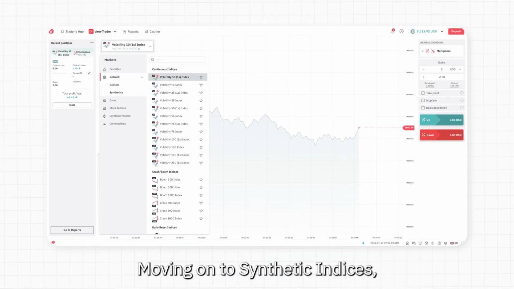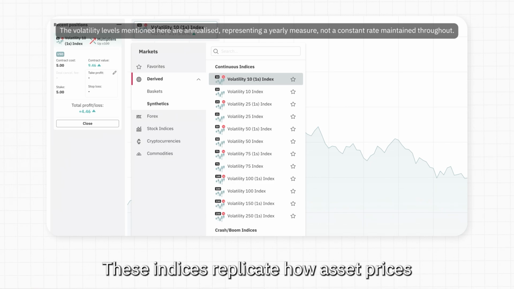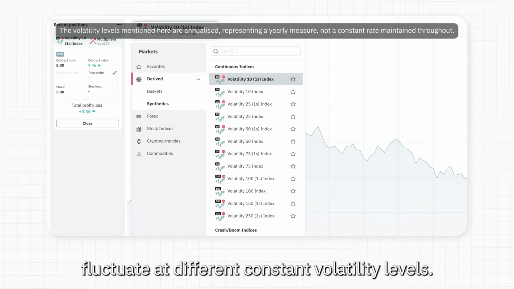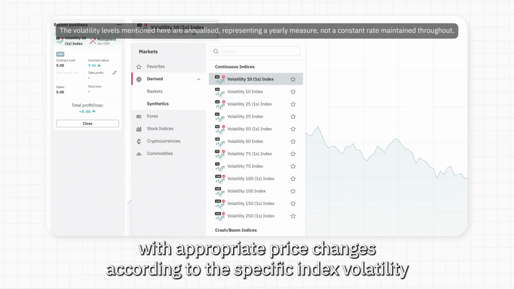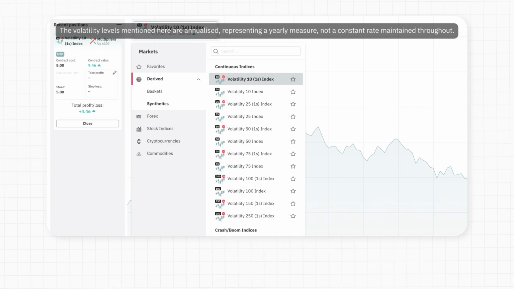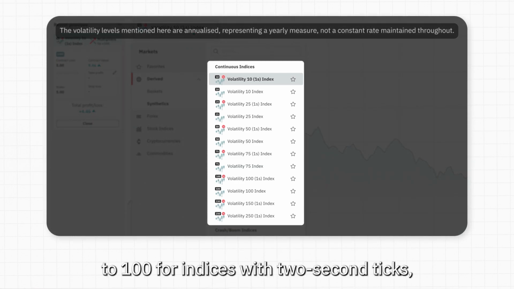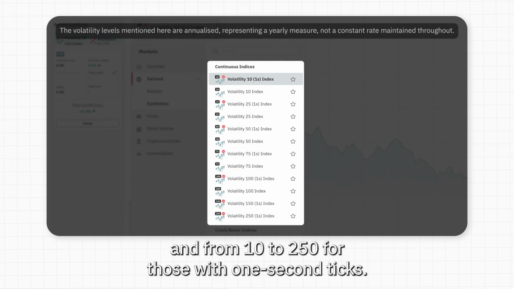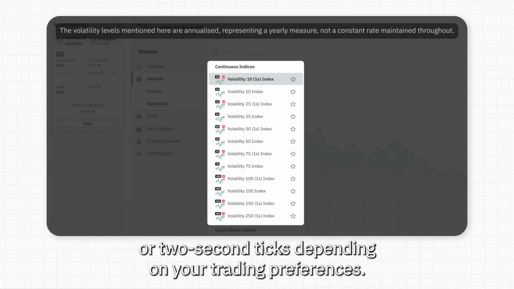Moving on to synthetic indices, first up we have volatility indices. These indices replicate how asset prices fluctuate at different constant volatility levels. They provide smooth and continuous price movements with appropriate price changes according to the specific index volatility. We offer volatility ranges from 10 to 100 for indices with 2-second ticks, and from 10 to 250 for those with 1-second ticks. You can choose an index with 1-second or 2-second ticks depending on your trading preferences.